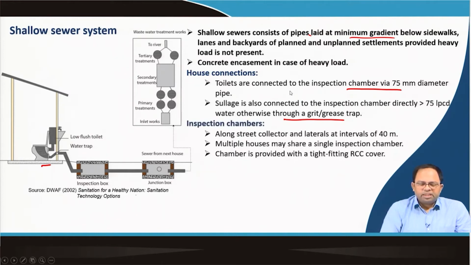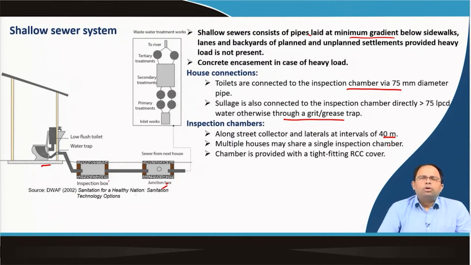And then we have inspection chambers along the way, and along the street collectors and laterals, at intervals of every 40 meters there could be inspection boxes, like junction boxes. Multiple houses may share a single inspection chamber, and the chamber is provided with a tight fitting RCC cover. So, that means we have this inspection box over here, and then we can have other inspection boxes, or we can call them junction boxes, where multiple lines come and get added, and we can have multiple connections to a single inspection box, that is possible.